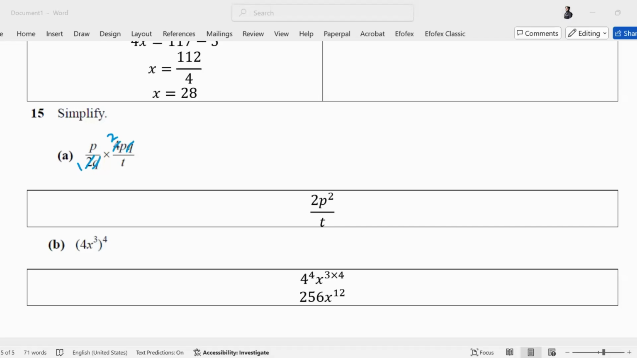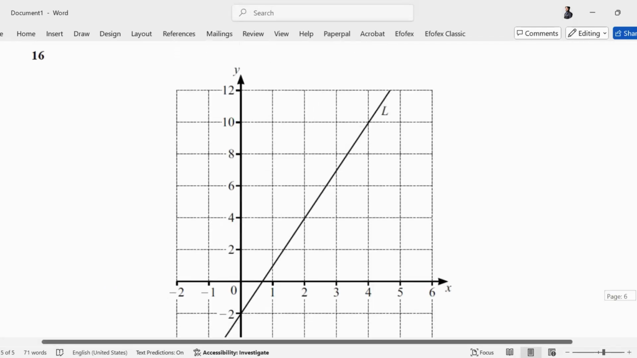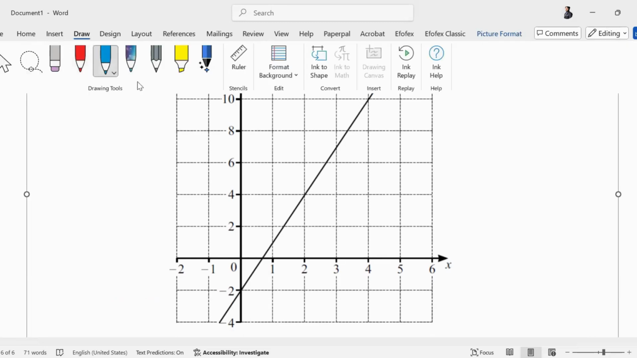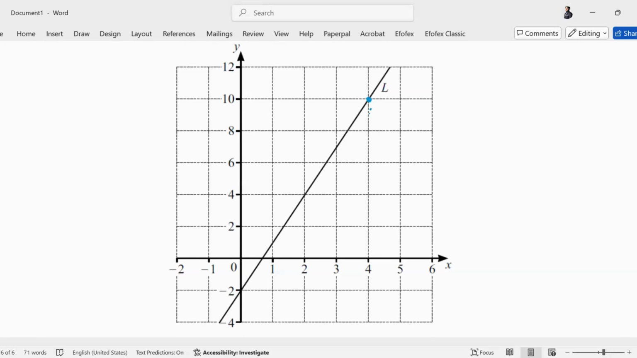So moving on to question number 16. In this one, the question wants us to find the gradient of line L. There are many ways of doing it. The easiest approach for almost all the students is to take 2 points clearly on this graph. If I take this point, which is (4, 10), this is 1 point. Another point which I can clearly read from the graph is (2, 4).